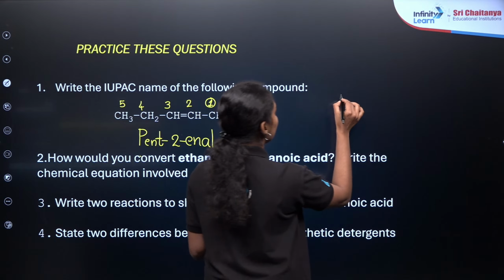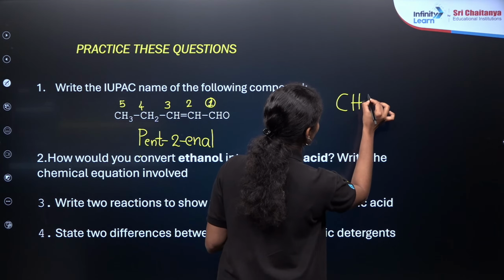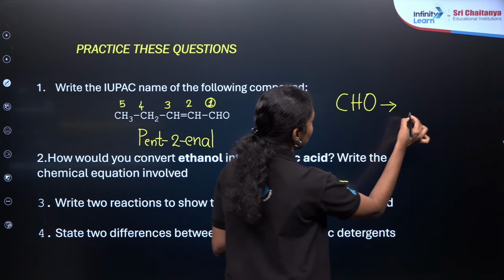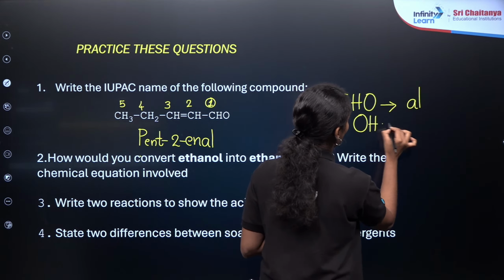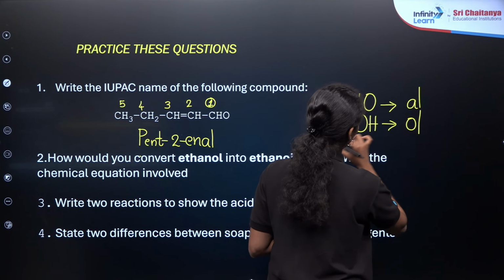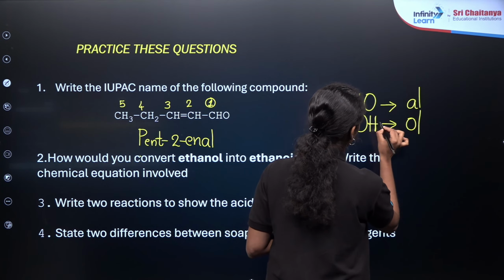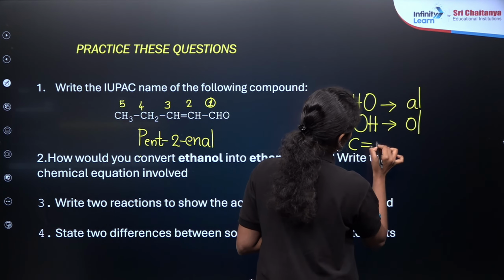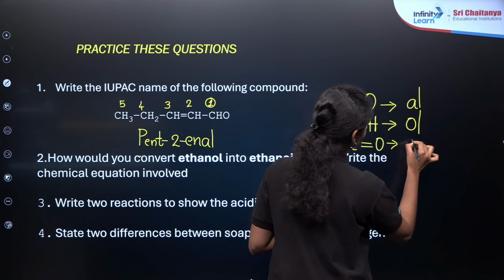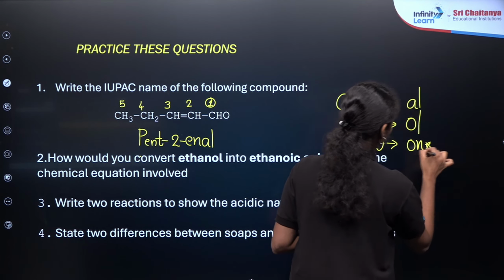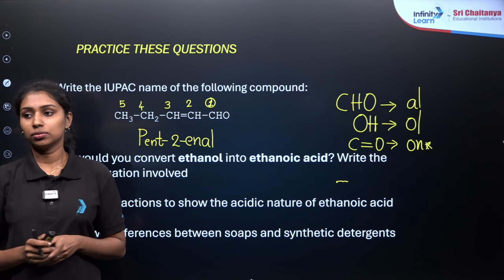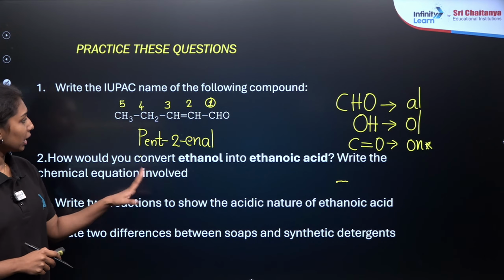So just remember here, if you are having the functional group as the CHO, the suffix will be AL. Then if it is having the OH group, that suffix will be OL. Then if it is the double bonded carbon, that is ENE. So that will be the name of this compound.